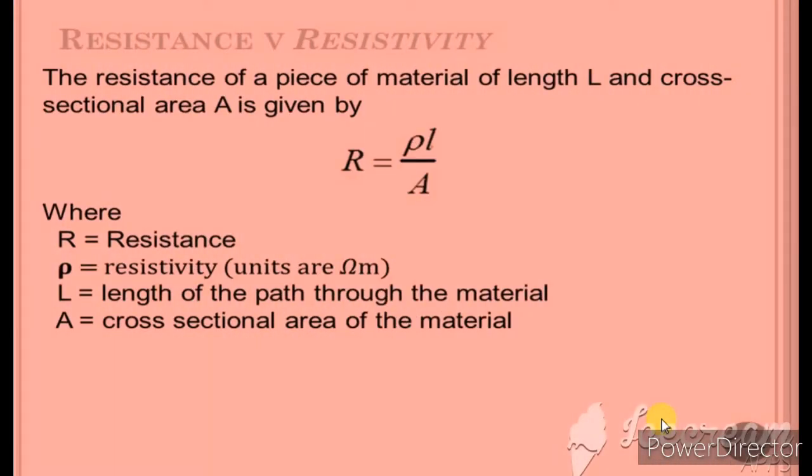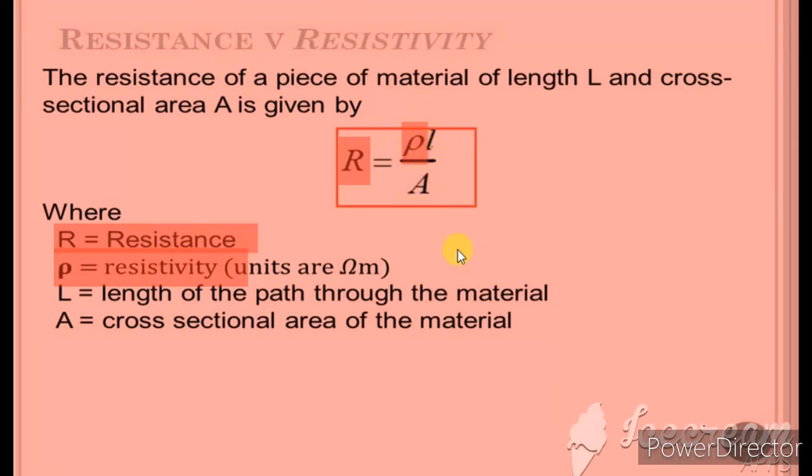Resistance R is given by R is equal to rho into L by A. So R is equal to rho into L by A. Here R denotes the resistance and rho is said to be the resistivity. So you have to know the difference between R and rho. R is the resistance and rho is the resistivity. And the next terms are L and A. As we know already, L is the length and A is the area.